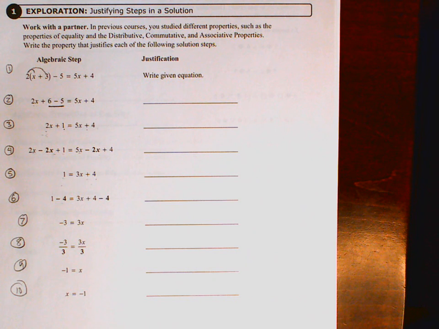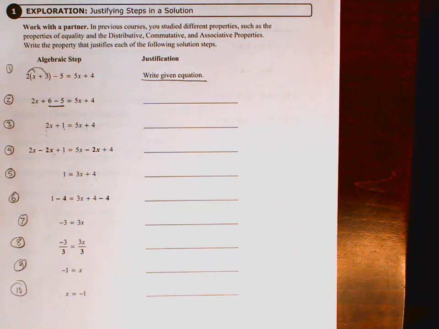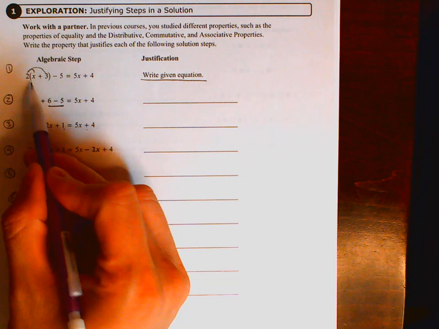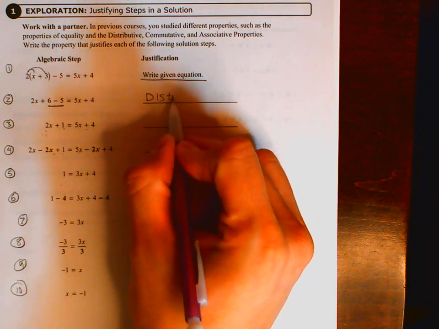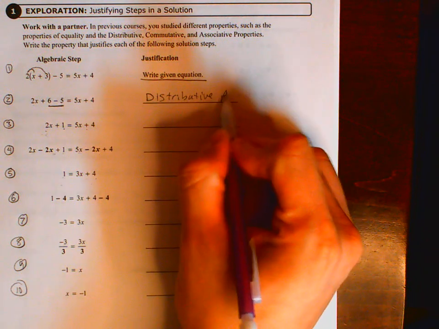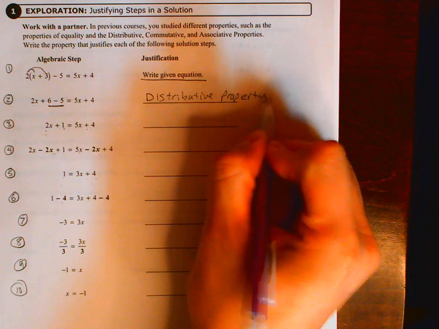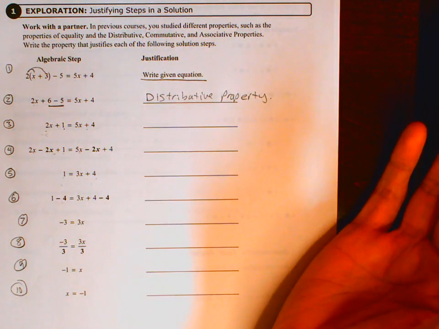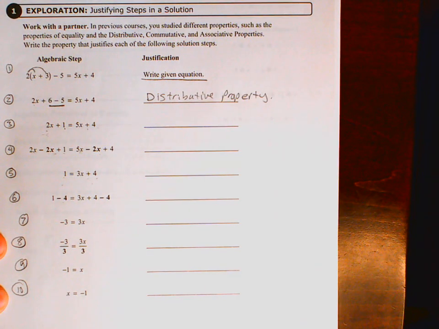So the first part is always the given, what you start off with. So what was the first thing that they did here? Well, they distributed the 2 into the parentheses. So what was the property? This is called the distributive property. Eventually, when we do proofs, I'm going to be abbreviating. So it was the distributive property.